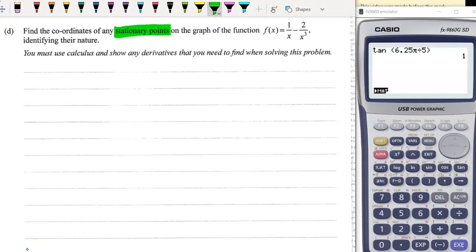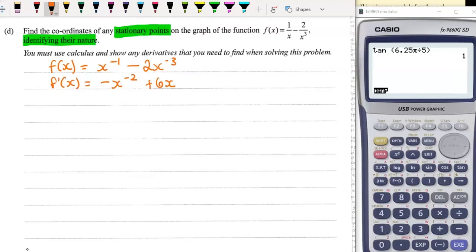Part D, we are finding the coordinates of any stationary points and then identifying their nature. So let's start by finding them. So f dash of x is equal to, well, actually let's start with f of x and write it in powers form first. So this is x to the minus 1 minus 2x to the minus 3. So f dash of x is equal to minus x to the minus 2 plus 6x to the minus 4. And for stationary points, we need to set that equal to 0.